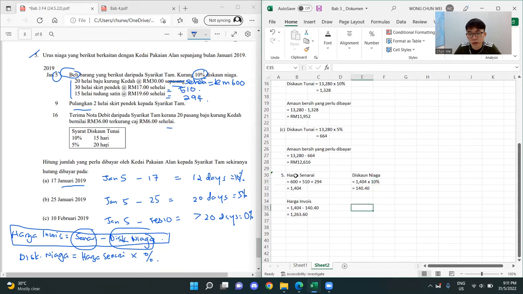Okay, so this is the 5th of January. So this is the harga senarai, the discount. So this is the harga invoice now that I have to pay. Okay, but there is a pulangan. The pulangan.